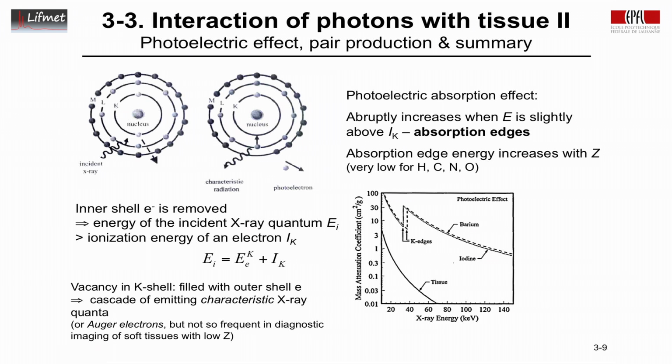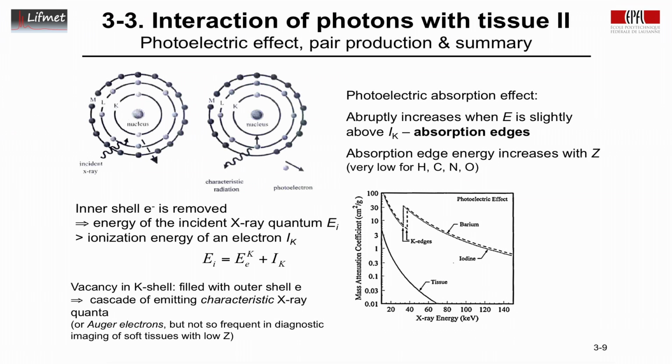So here's a display of the mass attenuation coefficient as a function of X-ray energy. We have two examples here, barium and iodine with high Z, and we can see here the mass attenuation coefficient decreases rapidly and then suddenly increases. That is where suddenly the photon energy surpasses the K-shell binding energy of either barium or iodine. Iodine here and barium here. For tissue, we do not see those K-shell edges because the K-shell binding energies are well below 10 kiloelectron volts.